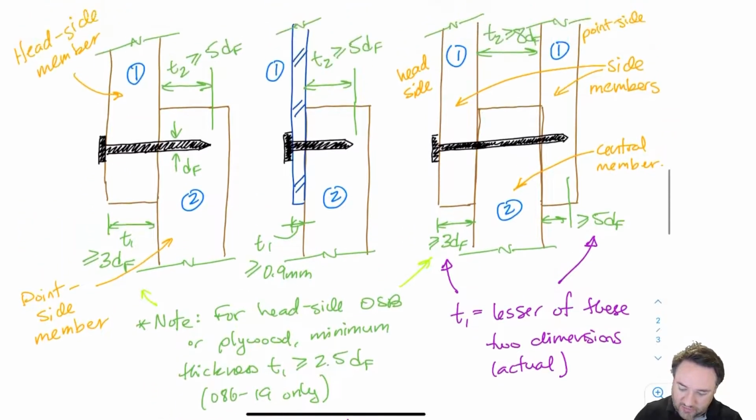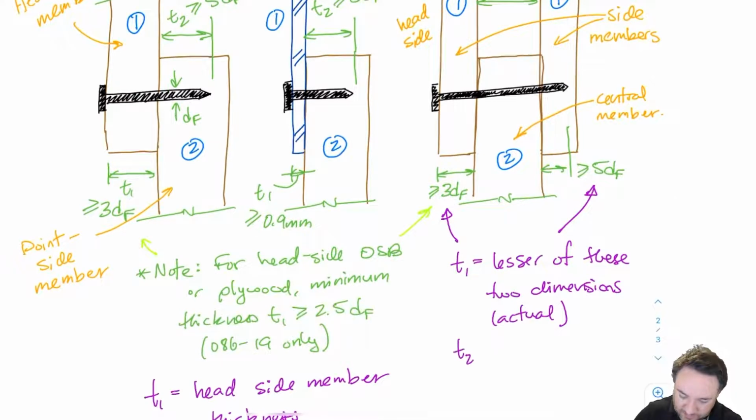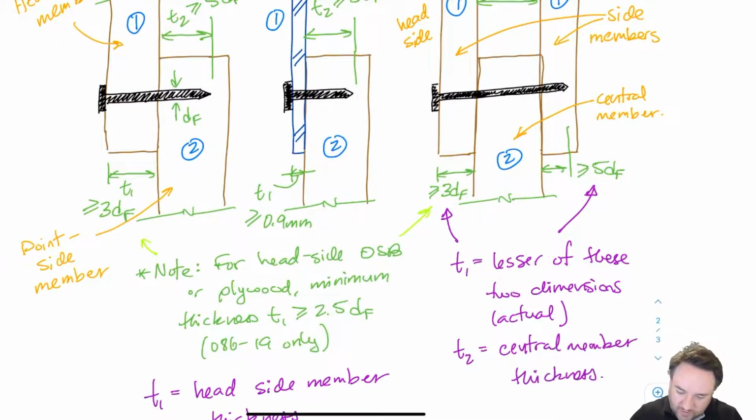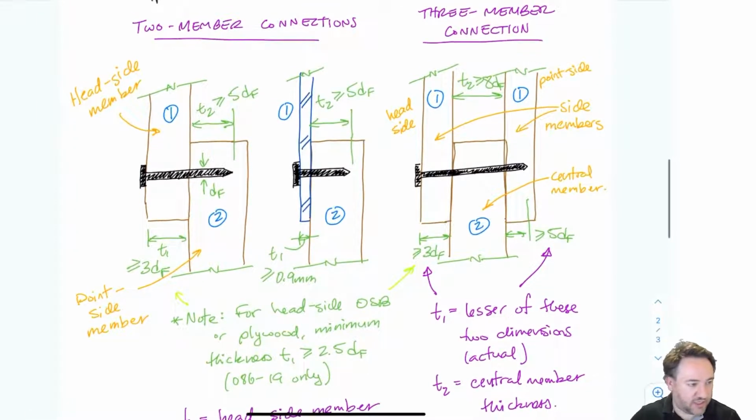for T2. And for T1 on the right, for a three-member connection, as I mentioned, I'm going to use the lesser of the head side or point side for the side members, basically. And for T2, it's going to be the central member thickness, as shown. Okay, so that's all I need to know about the cross-sectional geometry of two-member and three-member connections. So these are how I calculate all of the lengths, the T's, the thicknesses, and embedment lengths that I'm going to use for my nailed member connection calculations.